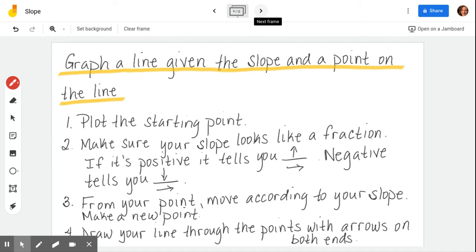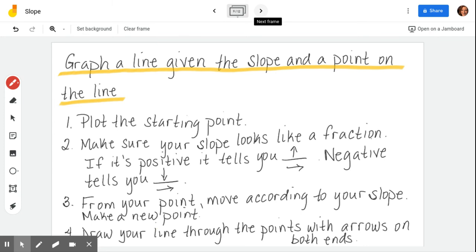You're going to plot the starting point. You're going to make sure your slope looks like a fraction. If it's positive, that slope is going to tell us how to move up and right. If it's negative, it's going to tell us how to move down and right. I never, ever move left. It's too easy to get myself confused. It's either up and right or it's down and right.